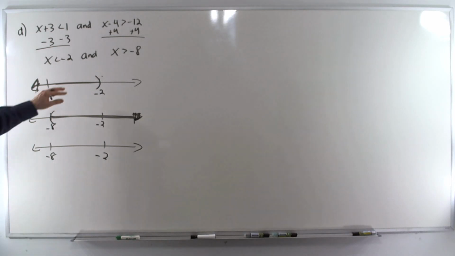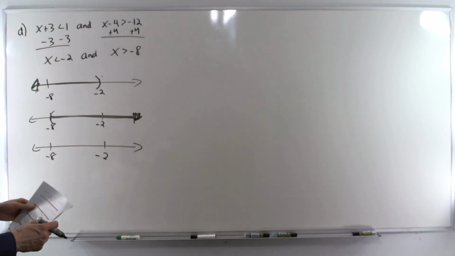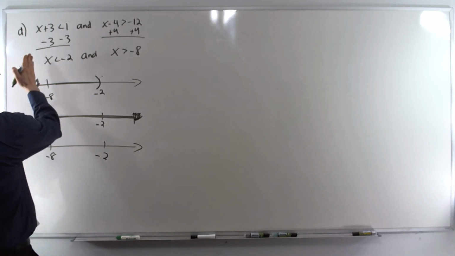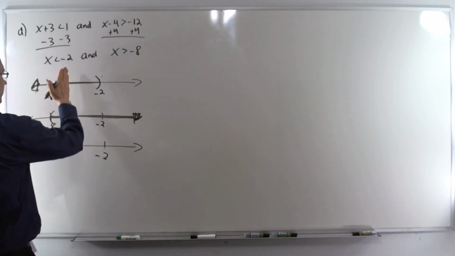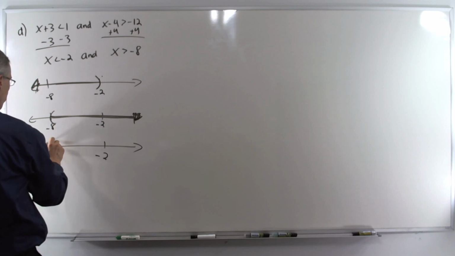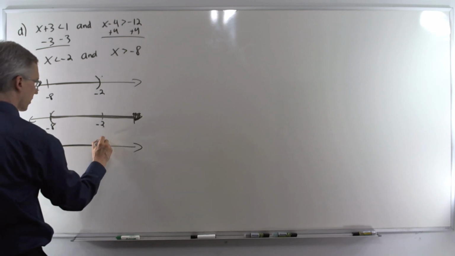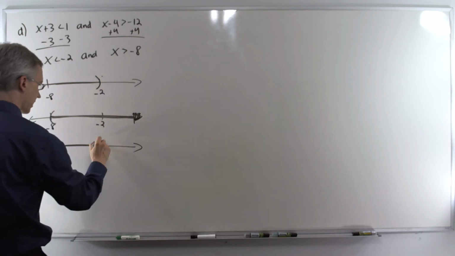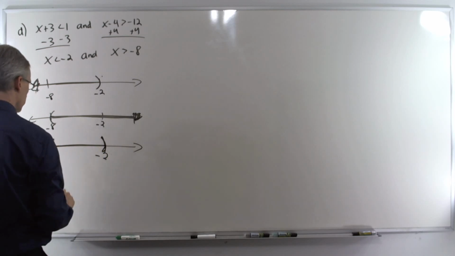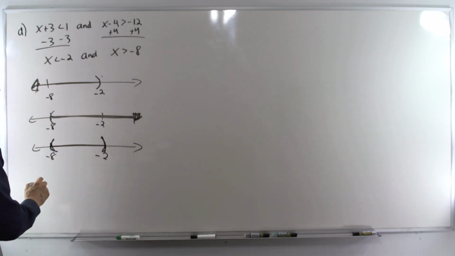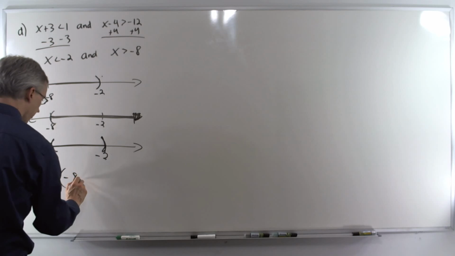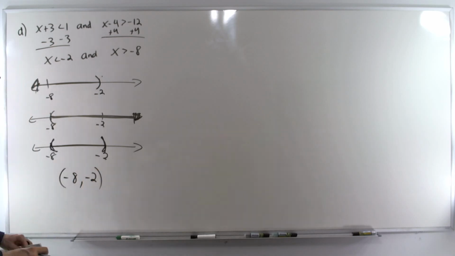All right, so now we want and, that's the intersection. So that's where we have two graphs. Here we only have one, so we won't include that. In the middle here, that's where we have two. So we'll graph this part. Here we only have one, so that's not included. So there's our solution between -8 and -2, and in interval form, -8 to -2.